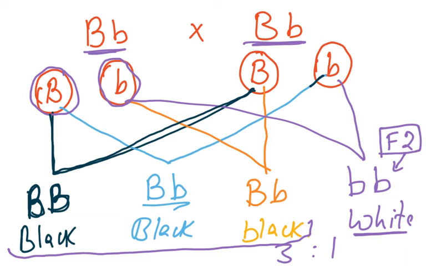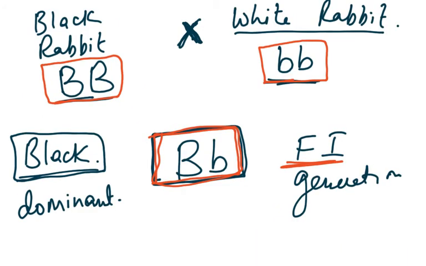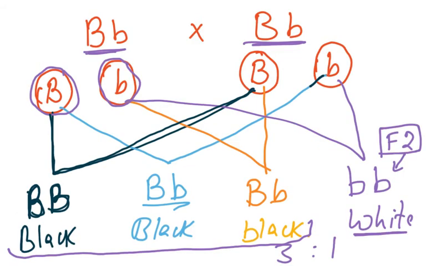So in the F1 generation, we crossed a homozygous dominant with a homozygous recessive and all the offspring were heterozygous. Then in the F2 generation we cross these heterozygous and we get a ratio of 3:1. And of course, the 3:1 would be in the F2 generation.